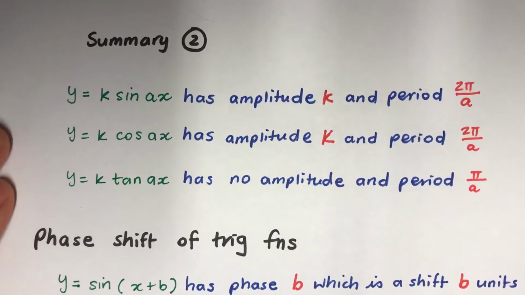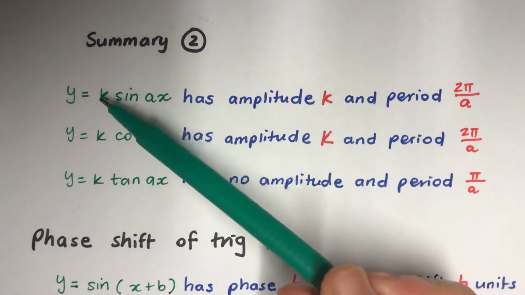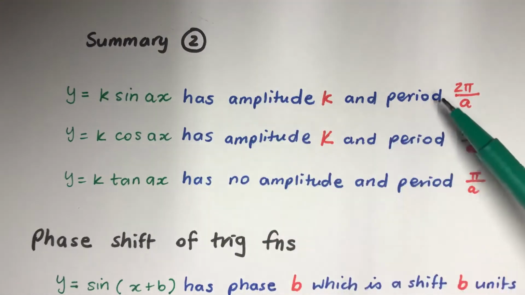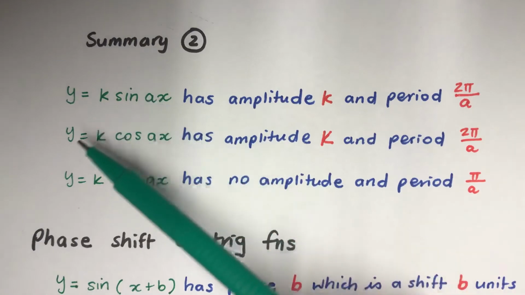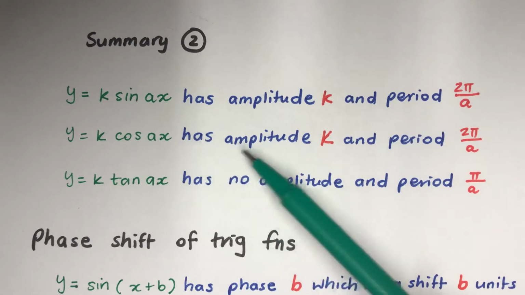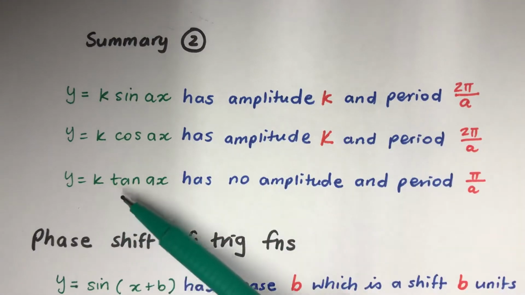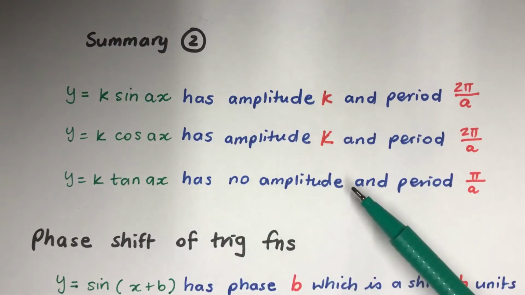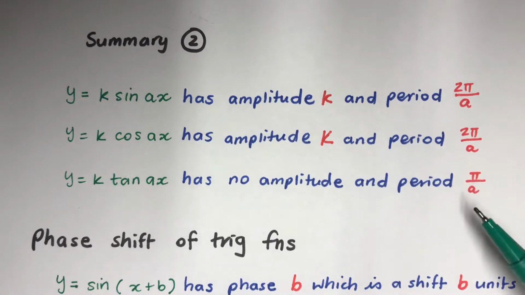Okay, summary 2. Y equals k sine ax has amplitude of k, and the period, if you want to find it, is 2 pi divided by a. Okay, and that's the same as y equals k cos ax. That has amplitude of k, period of 2 pi over a. Now, y equals k tan ax has no amplitude, as we mentioned before, and the period is pi over a, not 2 pi, pi over a.